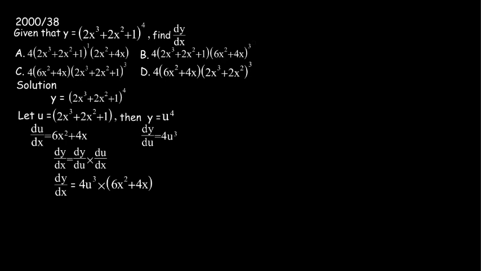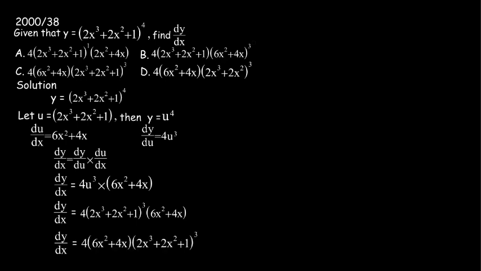And remember, u is equal to 2s cubed plus 2s squared plus 1. So substituting u back into the equation, we are left with dy over ds is equal to 4 in bracket 2s cubed plus 2s squared plus 1 close bracket raised to the power of 3 in bracket 6s squared plus 6s. Rearranging it, dy over ds will be equal to 4 in bracket 6s squared plus 4s in bracket, then 2s cubed plus 2s plus 1 in bracket raised to the power of 3. The correct option is C.